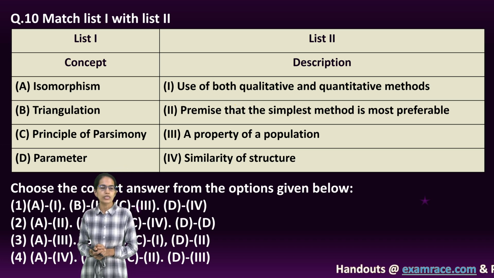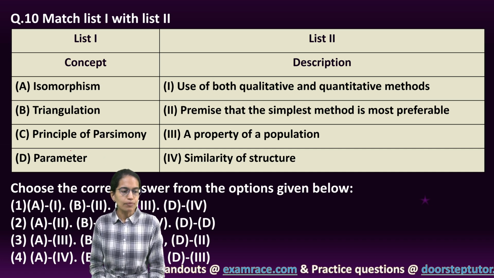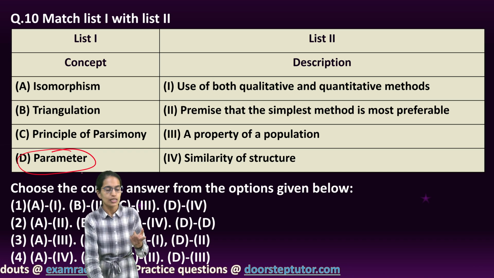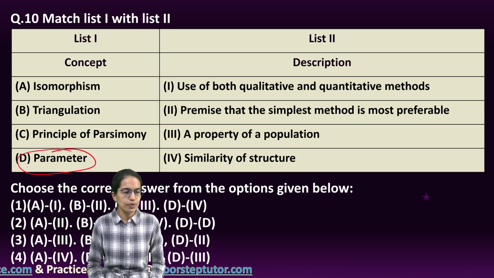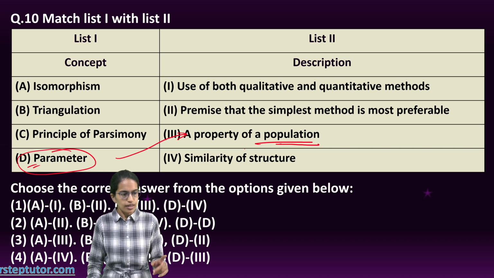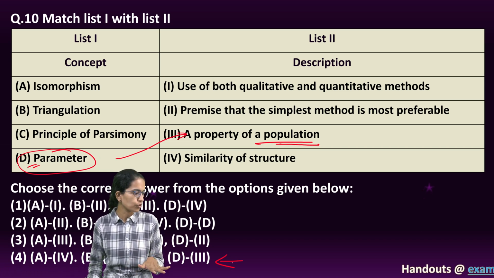Now the last question here is match list. Now when I say match list, parameter is to population and statistic is to universe. As simple as that. So parameter, P for population. So it's a property of population. So that's correct. So D with 3 goes only in one option. So automatically your fourth option gets correct.